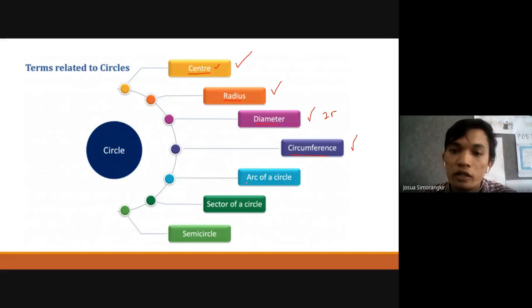And we know here another property called the arc of a circle and the sector of a circle. An arc is the length of a part of the perimeter. A sector is the area of a part. Like if you eat pizza and you cut the pizza, and it's a small part, we call it a sector. And a semicircle means half of a full circle.